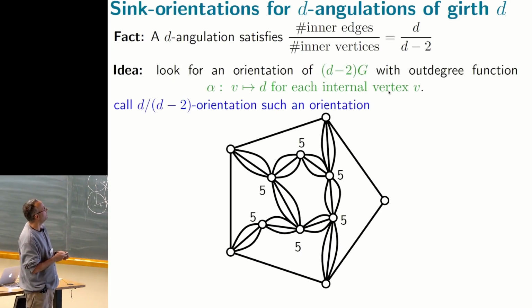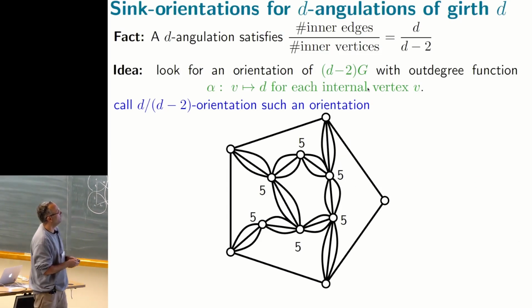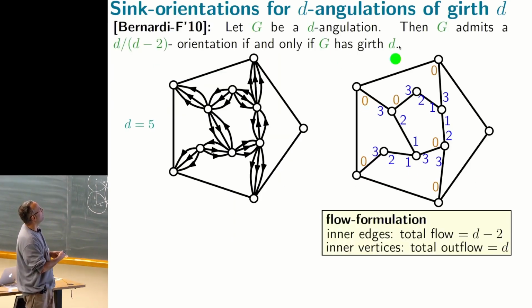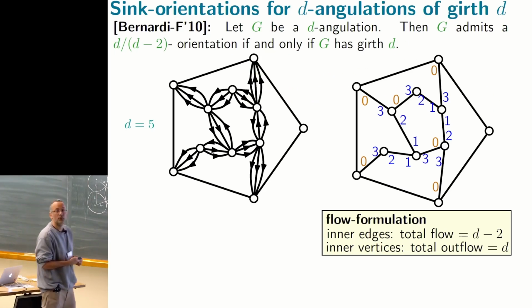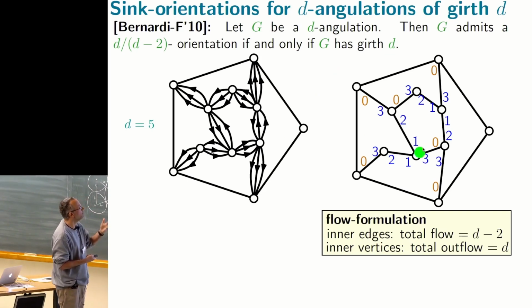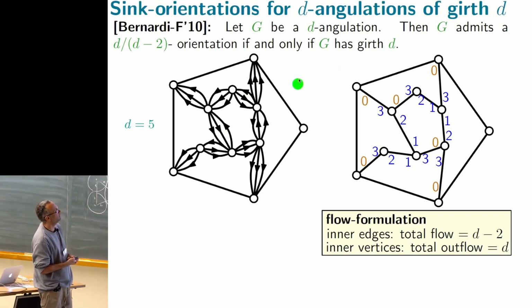But we can make sense of it by duplicating every edge into d minus 2 copies. So here for d equal 5, you make 3 copies of each edge. And now we can hope for having an orientation where each vertex has out-degree 5. And actually, we prove that this happens if and only if the d-angulation has girth d. For necessity, it's similar to the triangular case: if you have a short cycle, you don't have enough edges inside to accommodate the out-degrees.